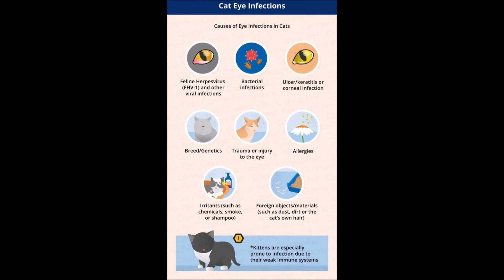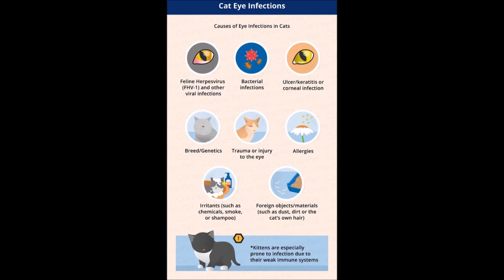Comprehensive guide to cat eye infections. Causes of eye infections in cats. Viral infections, feline herpesvirus FHV1, is a common cause. Bacterial infections, often secondary to viruses or injuries.